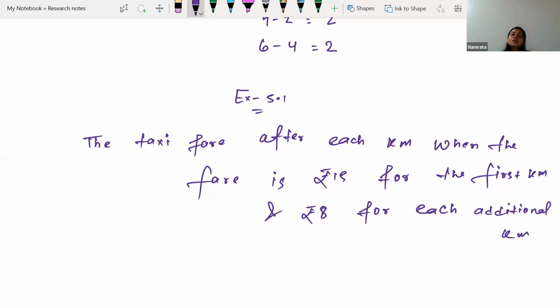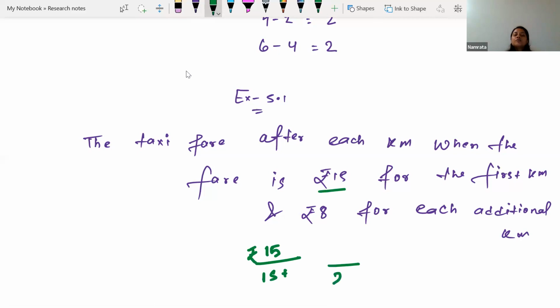That's what we have to answer over here. And if it is in arithmetic progression, then why it's in arithmetic progression? The reason also we have to give. So if we go through the given statement, it says that taxi fare after each kilometer when the fare is rupees 15 for the first kilometer. So for the first kilometer, the fare is rupees 15. Now rupees 8 for each additional kilometer.